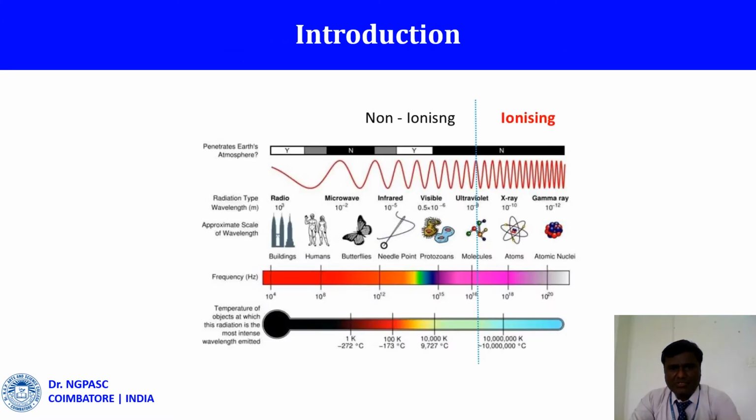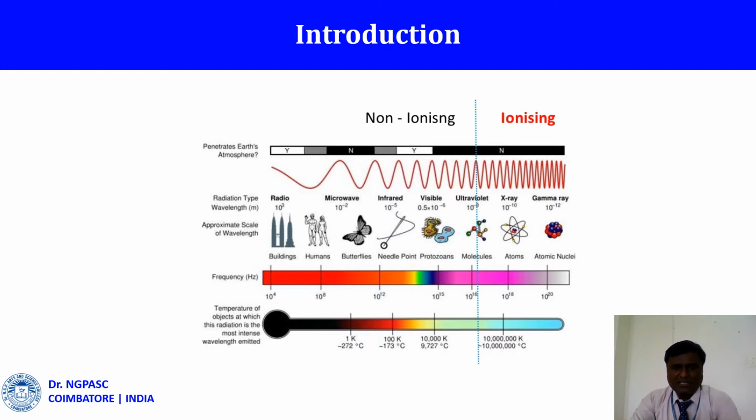This slide illustrates the electromagnetic spectrum. The electromagnetic spectrum consists of ionizing and non-ionizing radiations. Ionizing radiations are X-rays and gamma rays. They have higher energy and a smaller wavelength. Non-ionizing radiations have a longer wavelength and smaller energy, and they have some characteristics.